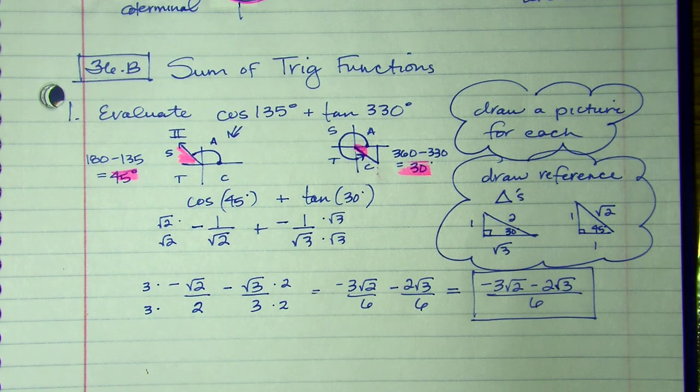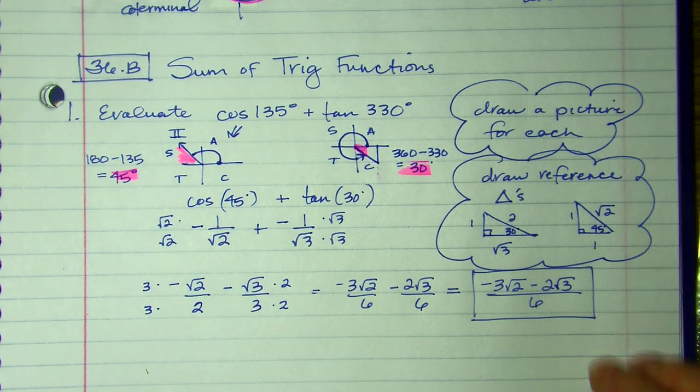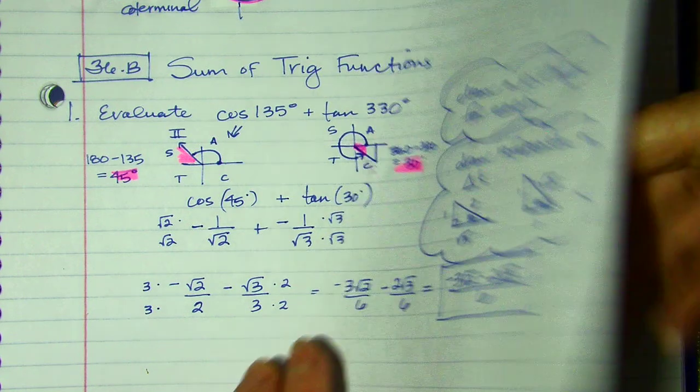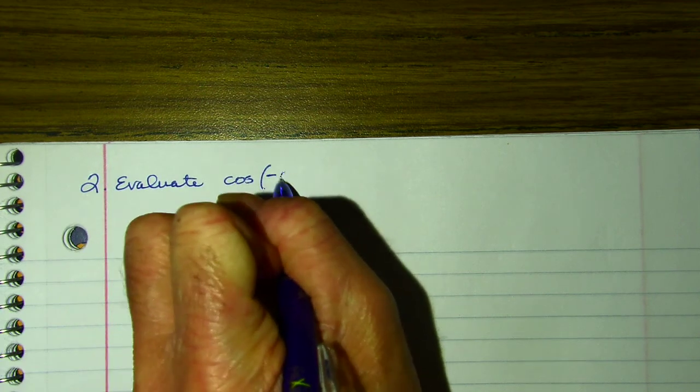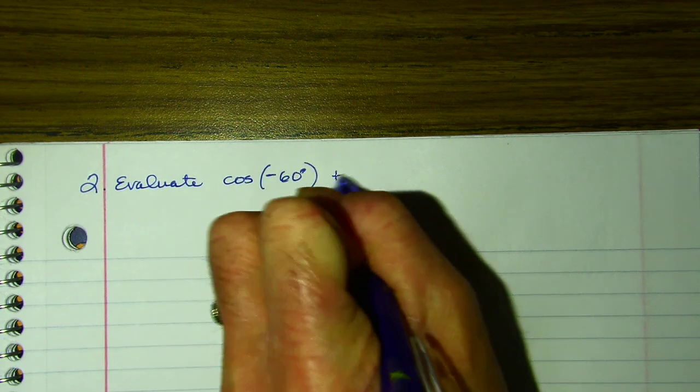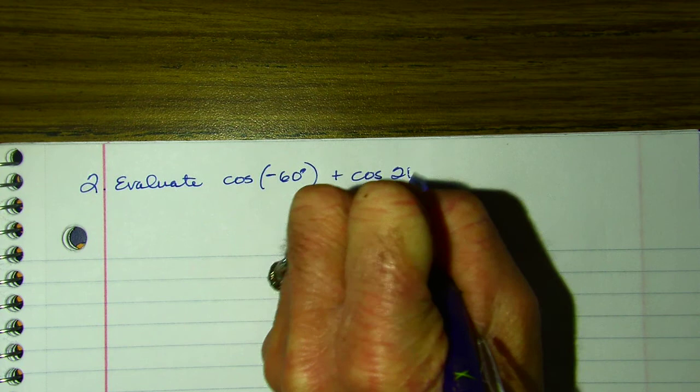Okay, now we're just going to practice several like that. Okay, we're going to start with review, and then we'll move on to how that is related to what we learned today about coterminal. So let's do one, whoops, I just ripped that out of my notebook. Let's do one more before we start working with coterminal. So evaluate the cosine of negative 60 degrees plus the cosine of 210 degrees.